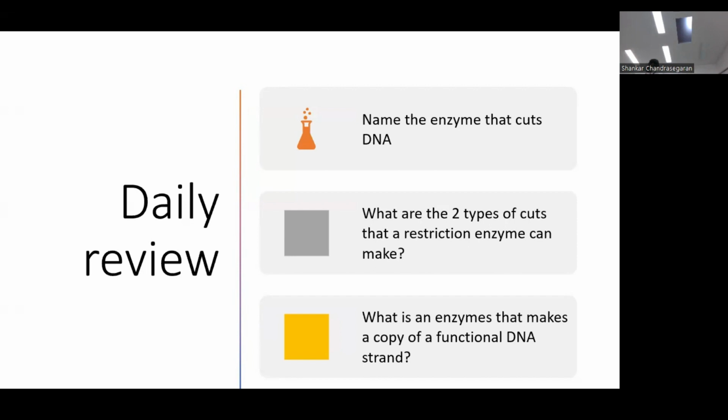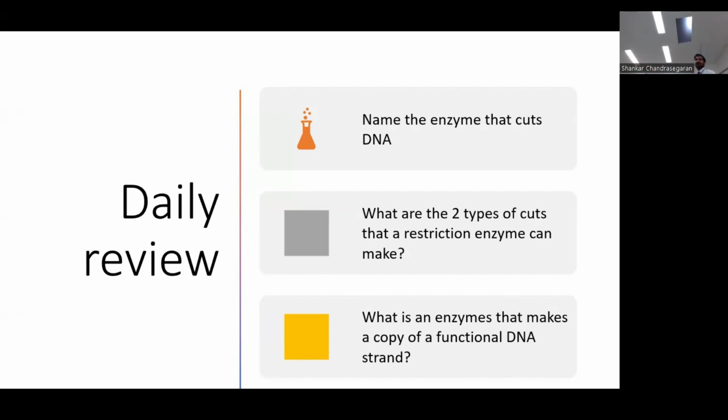Okay, so let's do some review regarding the enzymes that manipulate DNA. All right, Yasmin, what is a type of enzyme that cuts DNA? Restriction endonuclease. Good one. Another way you could refer to them is restriction enzymes, if that's easier for you to remember. Both names are interchangeable. I prefer to use restriction enzymes because it's just easier to remember that way.